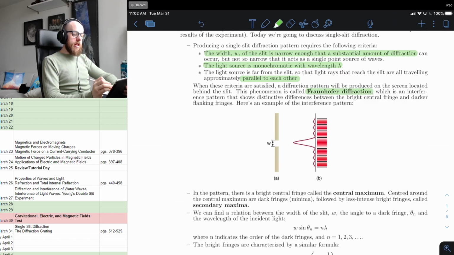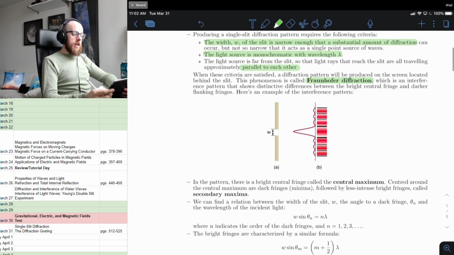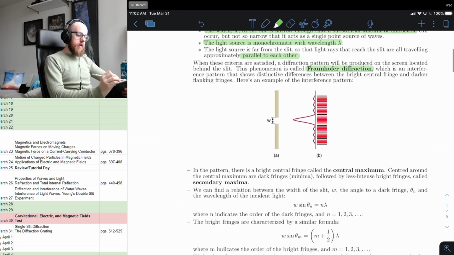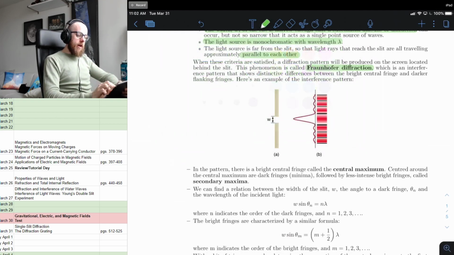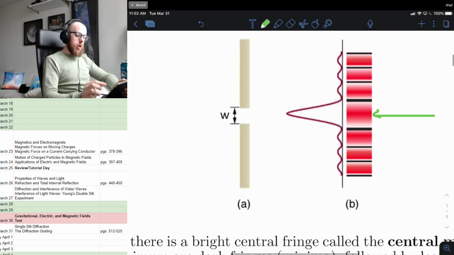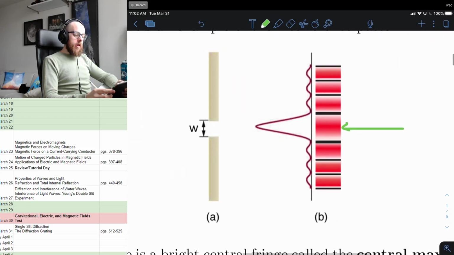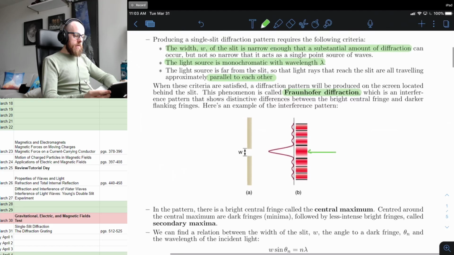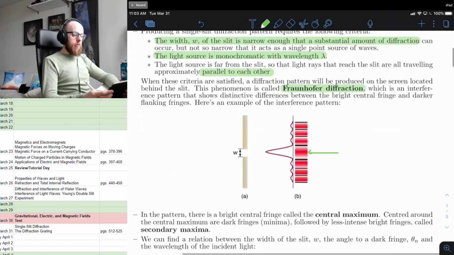I'm probably butchering that pronunciation. It's an interference pattern that shows distinctive differences between the bright central fringe and the darker fringes. As we can see in this pattern here, we have a really bright, prominent central bright fringe, right? This is not quite what we saw in Young's double-slit experiment, which was a little bit more gradual, okay? This one shows much more distinctive differences between the bright central fringe and the darker fringes surrounding it.